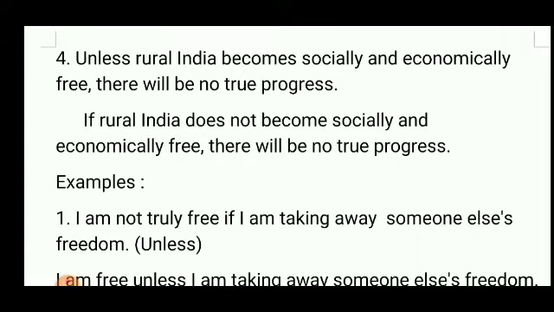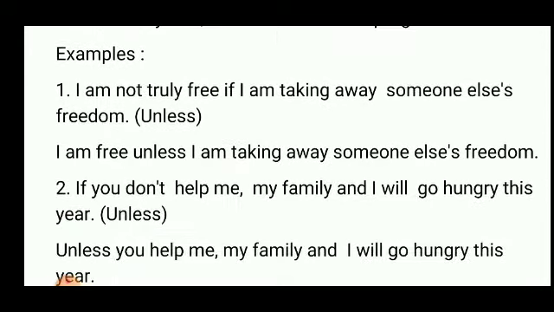Now, next example. I am not truly free if I am taking away someone else's freedom. So we need to use unless here. Answer is: I am free unless I am taking away someone else's freedom. Can you see "I am not"? So we need to use unless here.